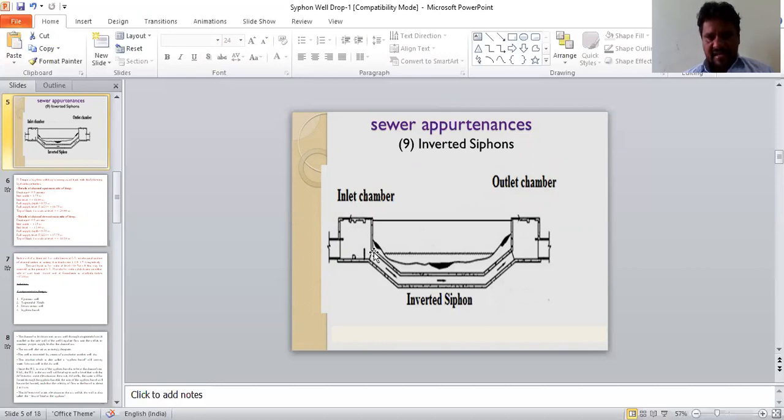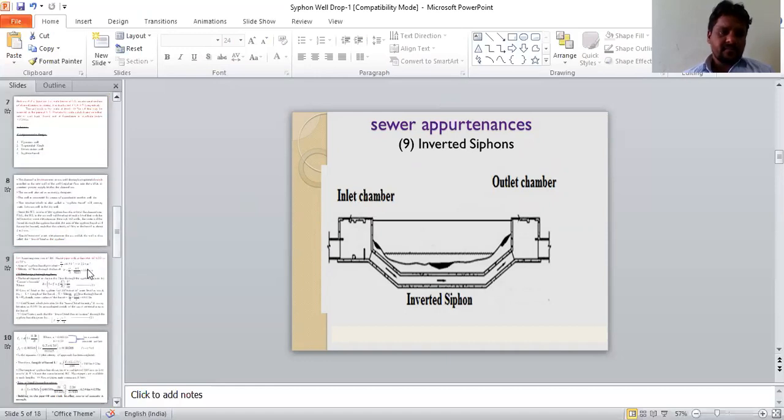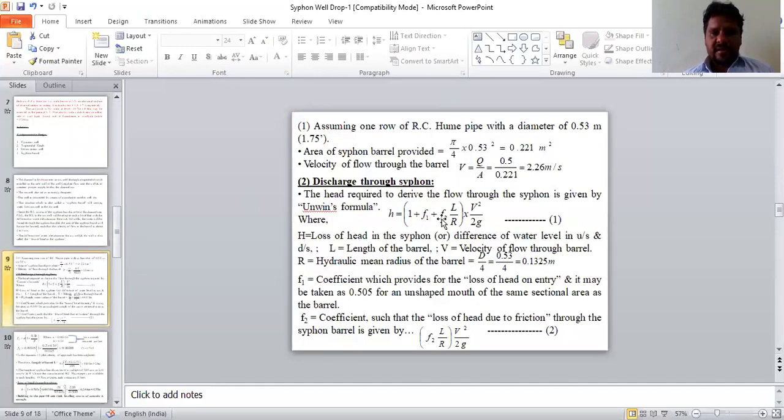So what is the head loss here? That is that F1, right? So a notch will be provided here, at the entry of the water. Through the notch only water will enter the well. So from here to here, substitute everything.